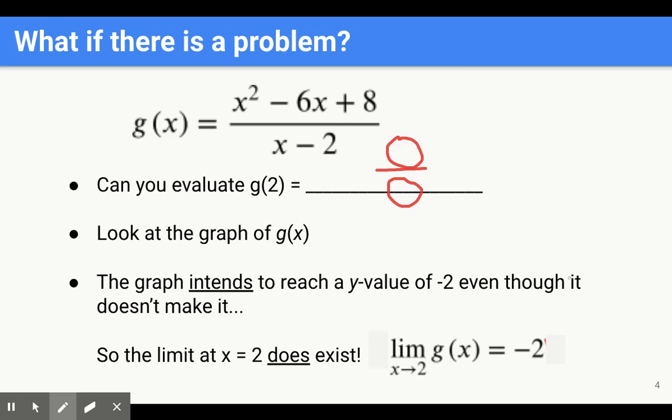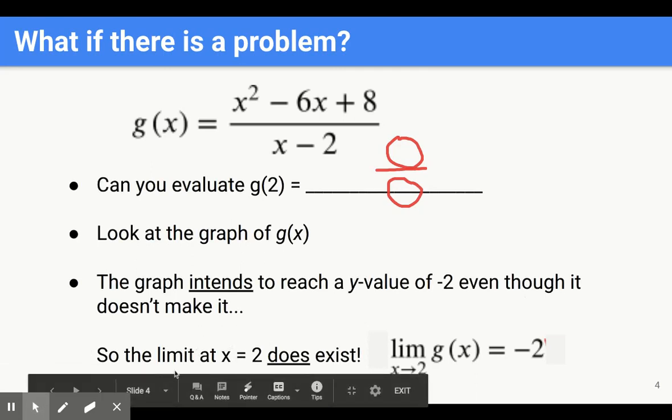Now the graph intends to reach the y value of negative 2. It's just not allowed to have x equals 2. But since it intends to reach that, the limit does exist. So we would say the limit at x equals 2 does exist, and our notation looks like this.